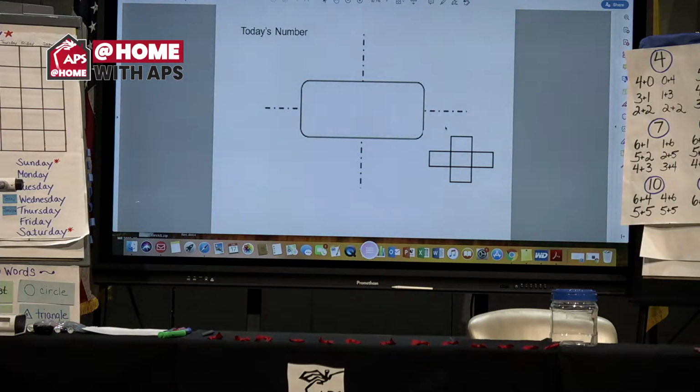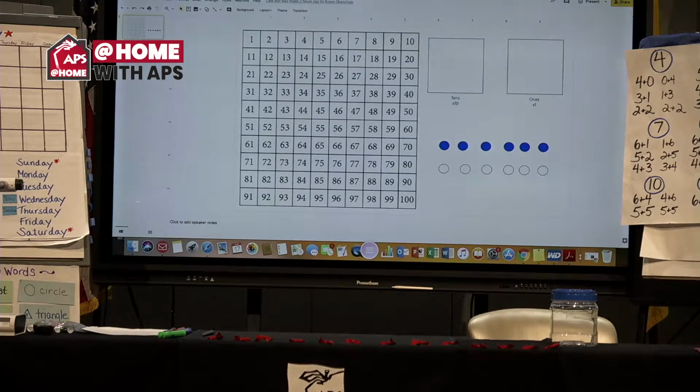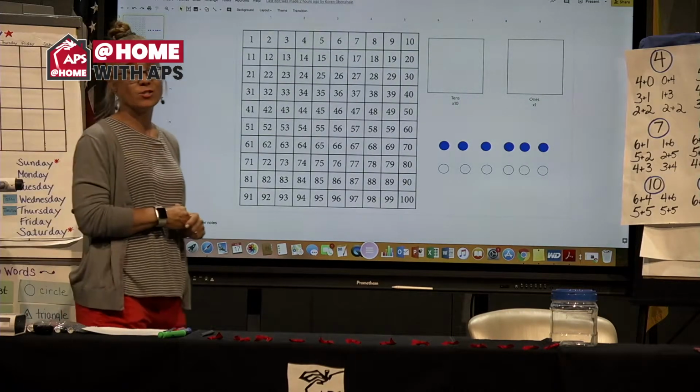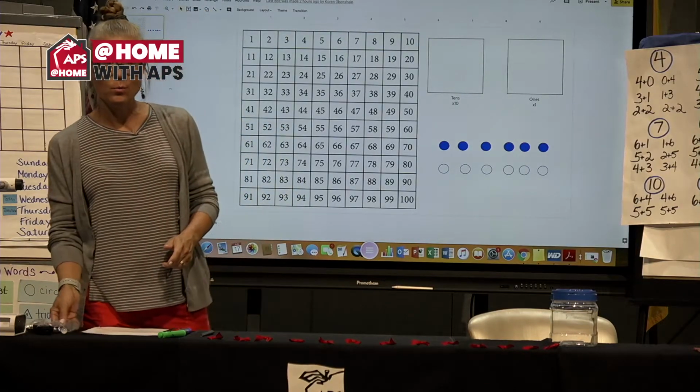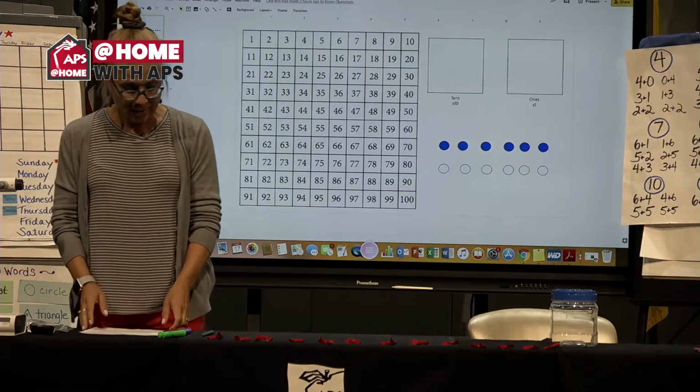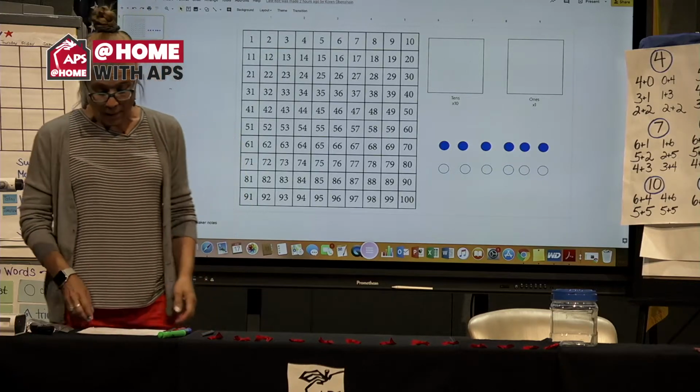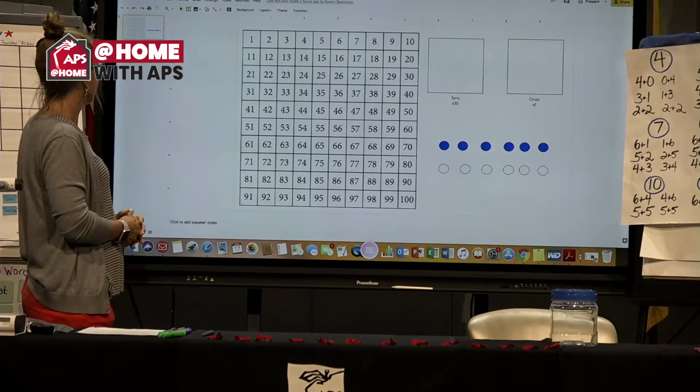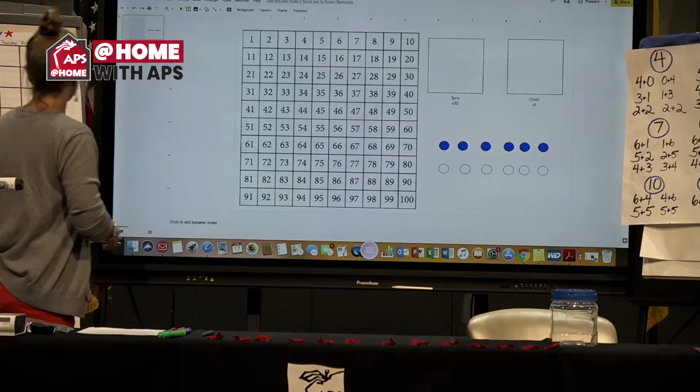All right, and we already did today's number, so we're not doing that. I've got a different activity down here for you. This one is called Placing Chips, and it comes from the U-Cubed website, which is a really fun website that you could explore with your parents. And what we're going to be talking about is place value.